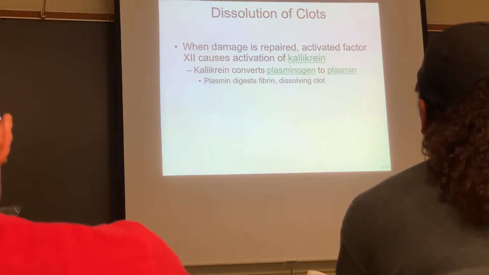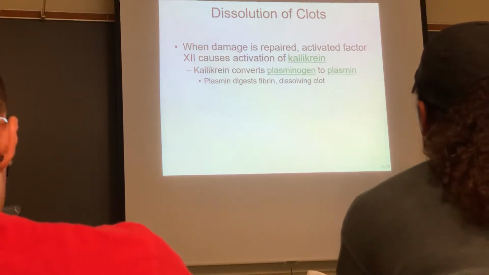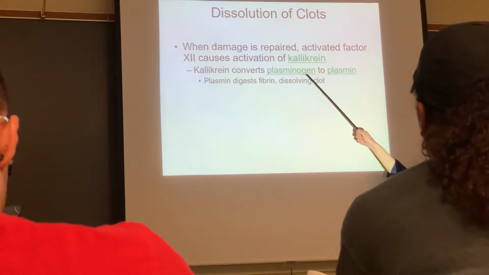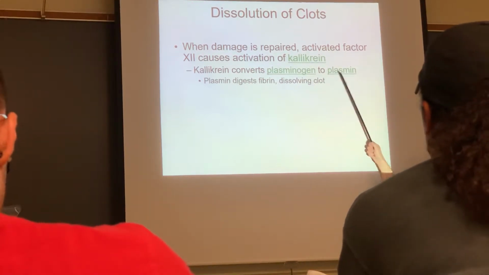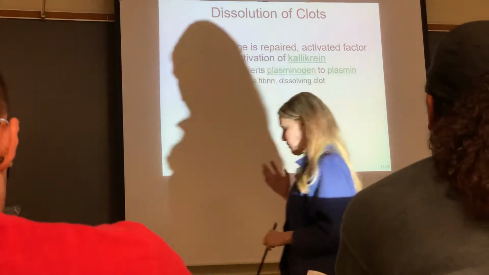Okay, so now we have a clot and the damage has been taken care of, everything's okay, now we need to get rid of it. So how do we get rid of it? We get rid of it when we activate a chemical called kallikrein. Kallikrein will convert a different inactive protein, plasminogen, to plasmin. Plasmin is able to eat at the clot and gets rid of it.